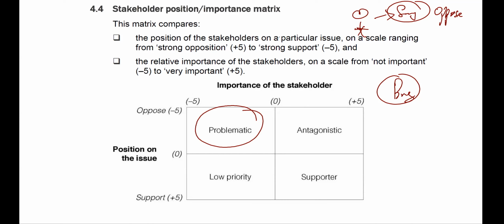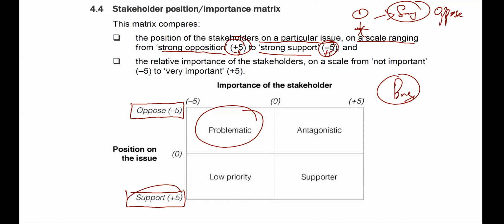So the position of stakeholders on a particular issue, whether they support or oppose you, we have a scale ranging from strong opposition, those who strongly oppose you, which is +5, to strong support, which is -5. So those who oppose you, you can see, this is opposition, right? Then we have support here. ITA made a mistake. It's supposed to be -5 and +5 rather. You understand? So if people support you, you put them on +5, support. And if people oppose you, you put them on -5, right? So that's their position, whether they are supporters or opposers.